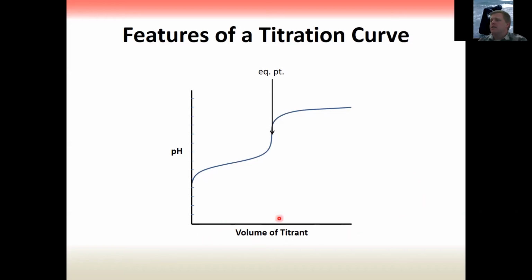On the x-axis down here we have the volume of our titrant, and on the y-axis we have the pH of our solution. And with that, let me ask you, is this the titration of a weak acid with a strong base, or is this the titration of a weak base with a strong acid? So think about that for a minute, and you can pause the video if you need to. But the answer is that this is the titration of a weak acid with a strong base.